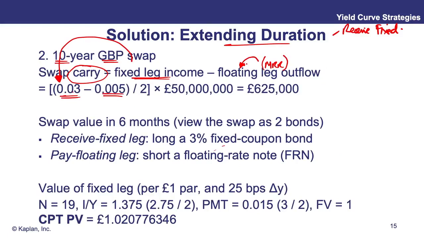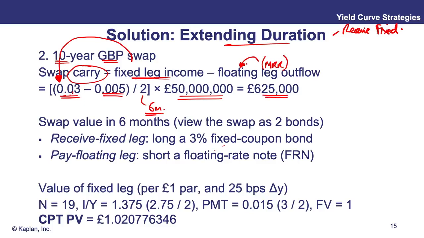Don't forget these are annual rates. We're only holding our position for a 6-month period, so we divide those rates by 2 and scale up by the par amount. We're assuming the notional principal of the swap is the same as the par amount of the treasury bond, and we get an income here of 625.